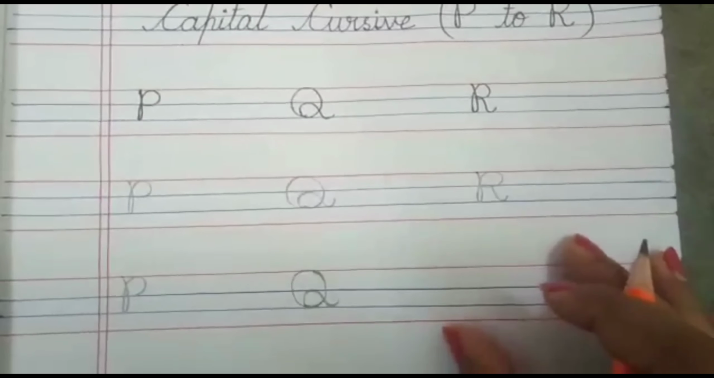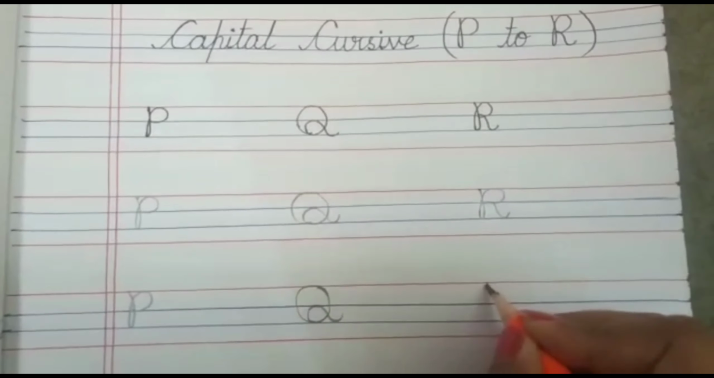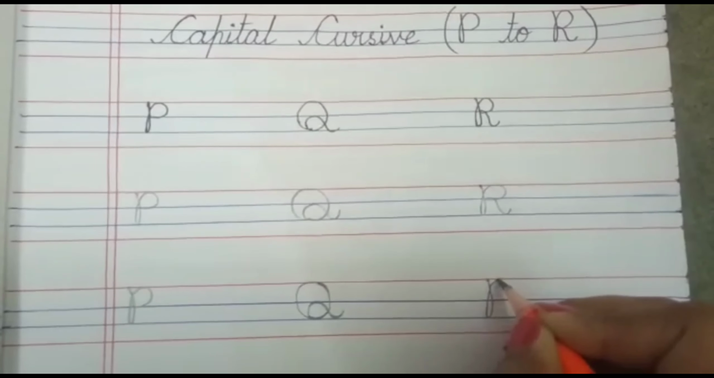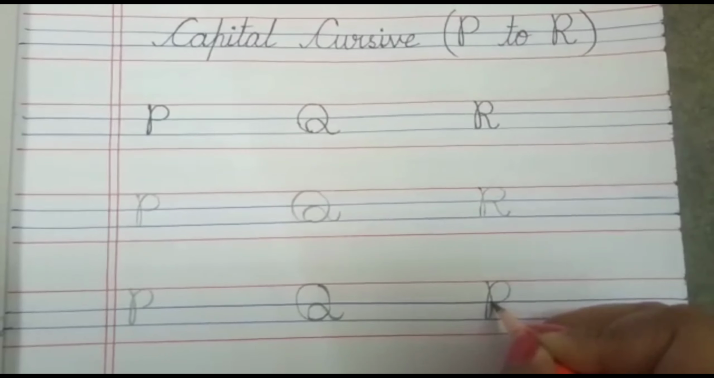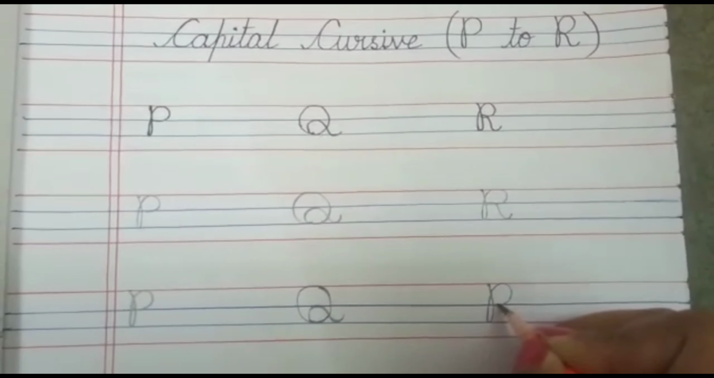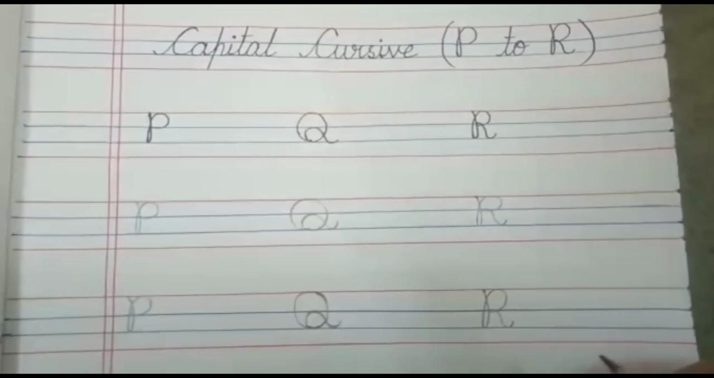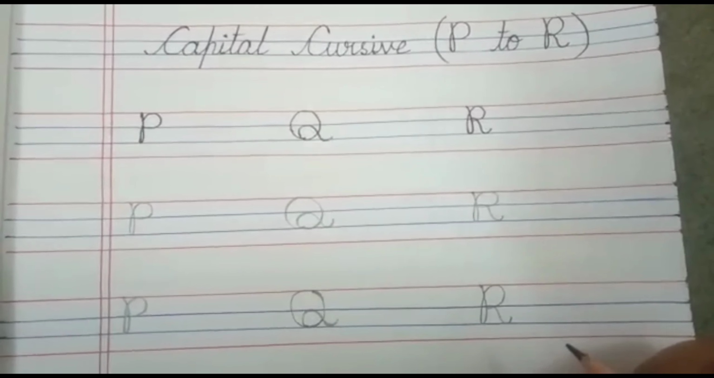Again all of you please follow. This is our starting point. From here, I will come down to the second blue line. Then I will come up to the first red line. Then I will come down to the first blue line. Then I will join and I will come down to the second blue line. In this way, we will write R.